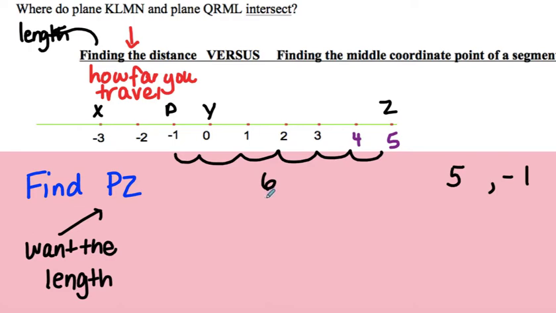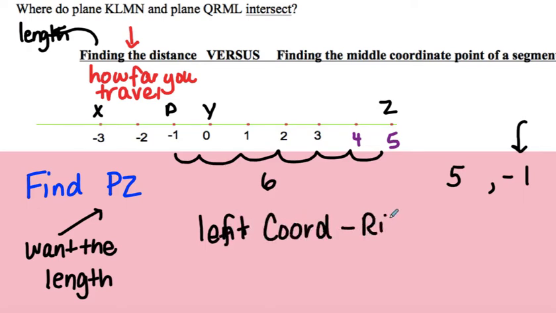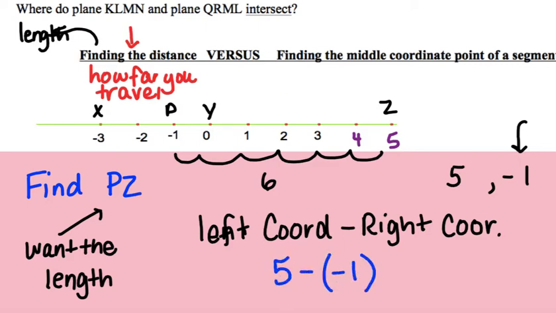Well, some of you might be saying, 5 minus 1 doesn't give me 6. And some of you might have said, well, 5 plus 1 gives me 6, but this is a -1. When you're wanting to find distance, one way to do that is to subtract the left coordinate minus the right coordinate, okay? Which would mean 5 minus -1. And that's how we change it to a plus, okay?